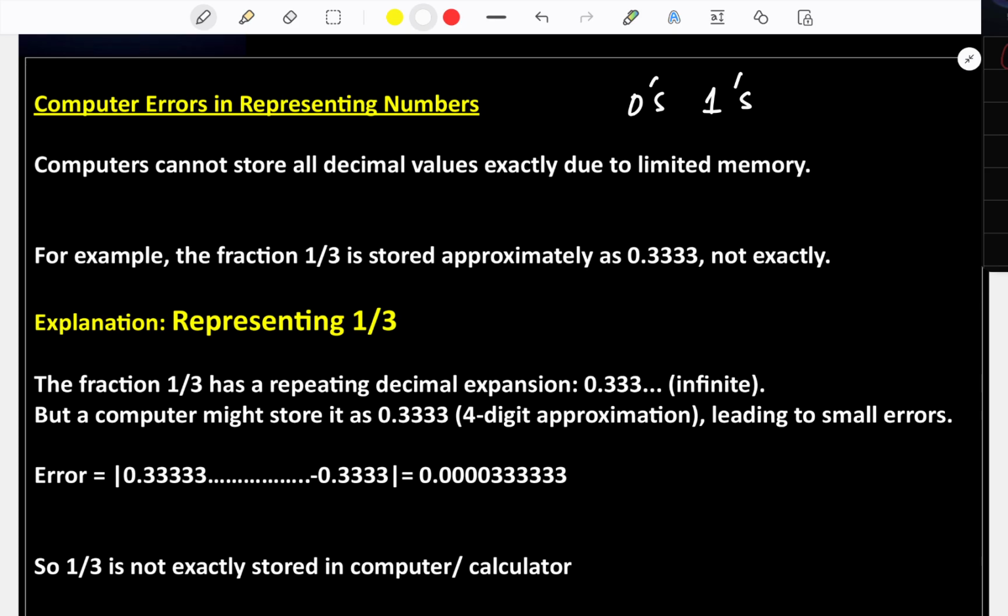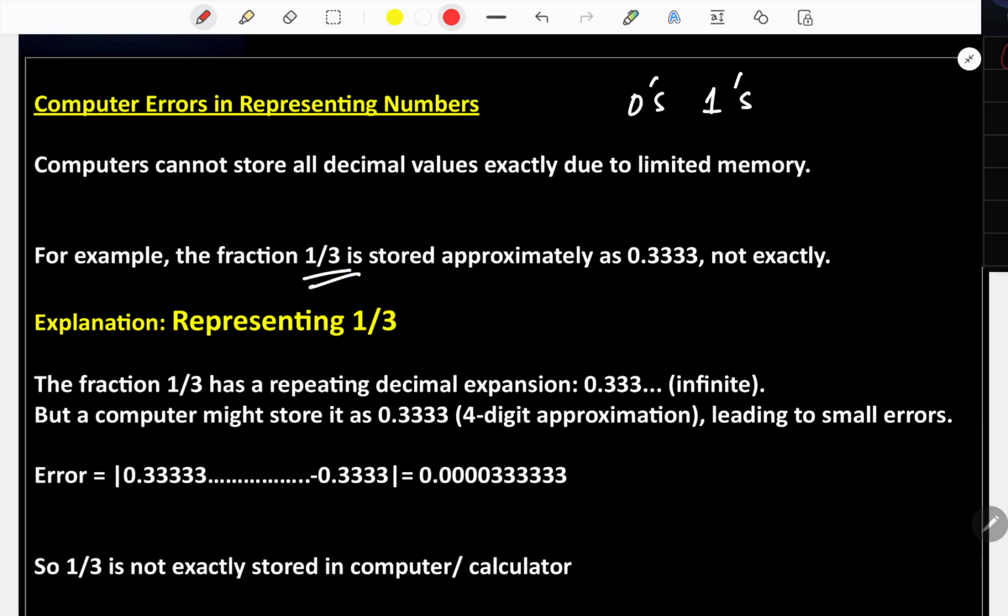So this leads to what? Errors, especially with very large numbers, very small numbers, or you can say decimal numbers, right? So think of a computer like a notebook with limited space. It can't write down all the digits of a number. For example, you take 1 by 3. Just now I gave an example, 1 by 3.